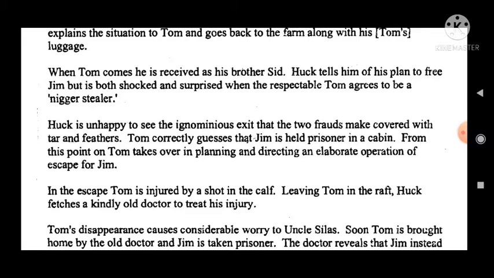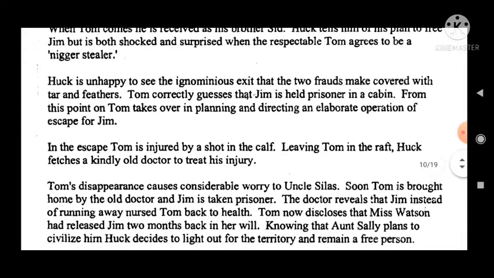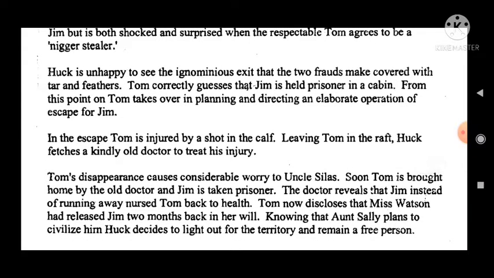Huck is unhappy to see the ignominious exit that the two frauds make covered with tar and feathers. Tom correctly guesses that Jim is held prisoner in a cabin.